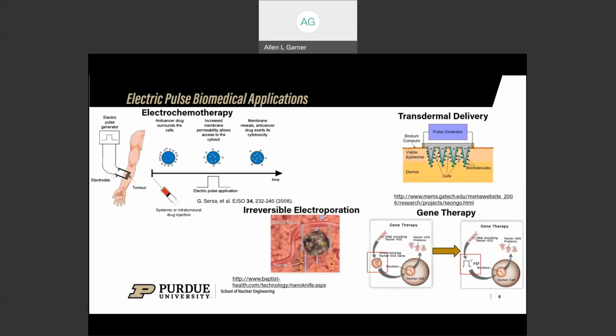There's also work that my group has done looking into stem cell stimulation. We've looked into microorganism inactivation with novel combinations of antibiotics. And we've also even looked into bioenergy, looking into extracting lipids from algae and trying to optimize that process.